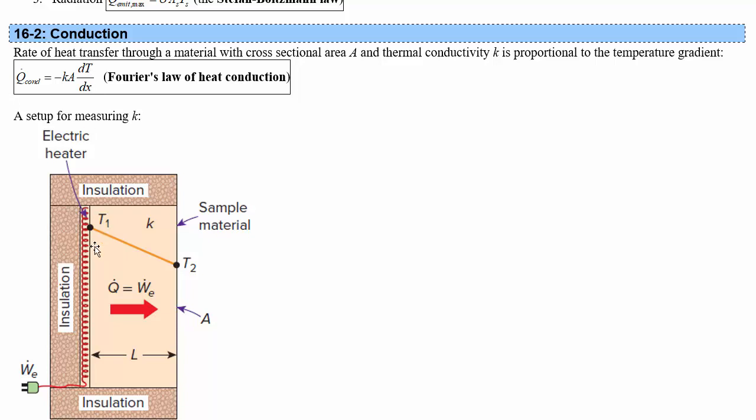So if that's a constant, it means we have a linear temperature distribution across the material, and that's how we get this straight line for temperature in this setup.